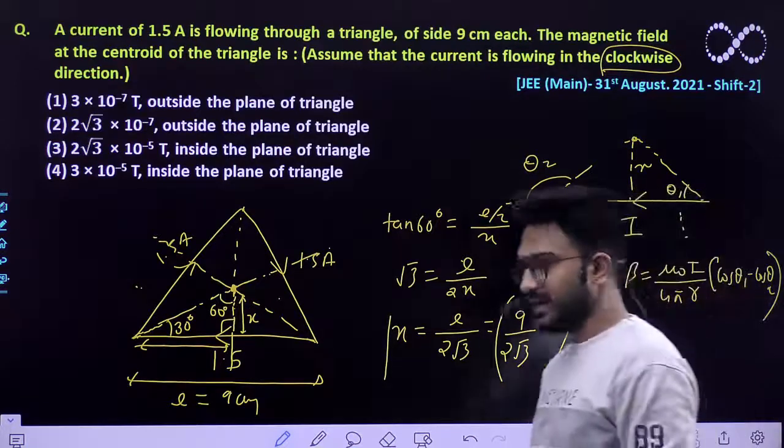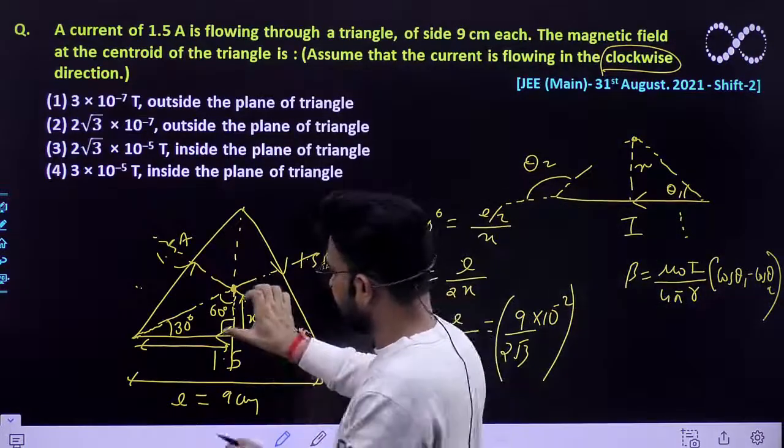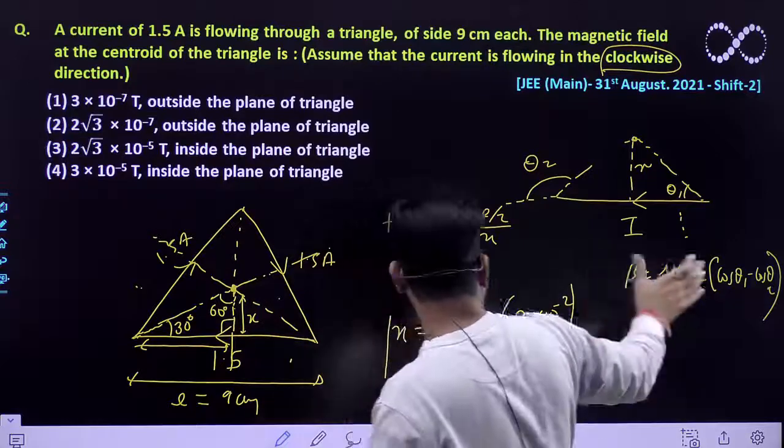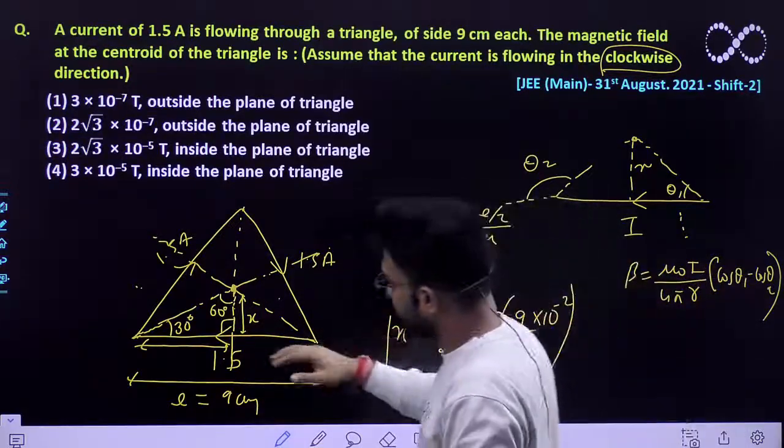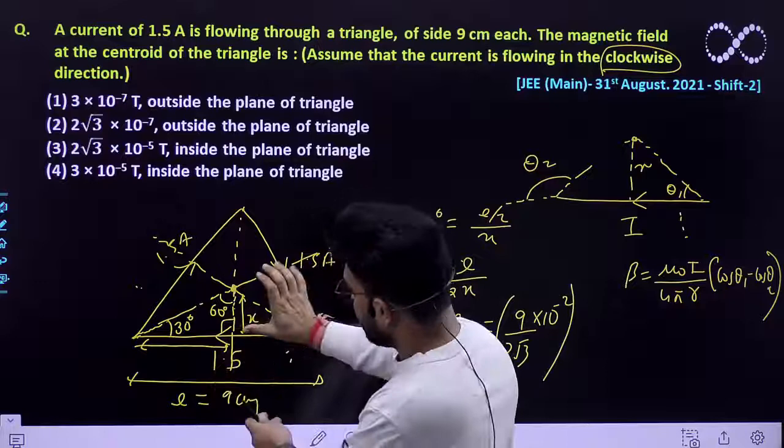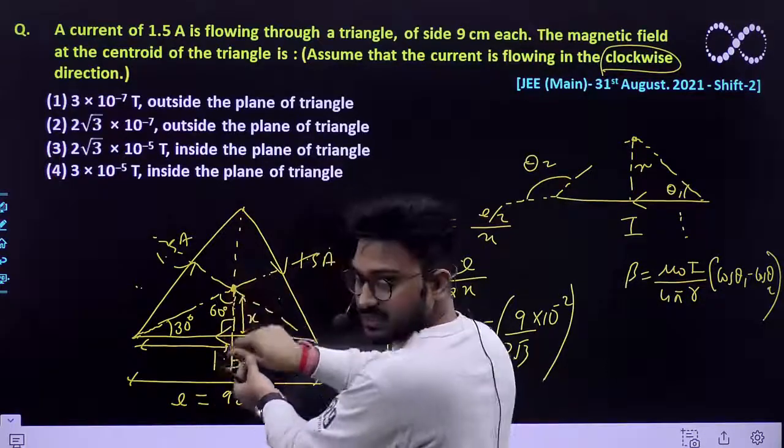Obviously by knowing the right hand thumb rule you can easily find out the direction of the magnetic field. This is the magnitude that you will be getting, and what would be its direction? Direction is inward, don't you think?